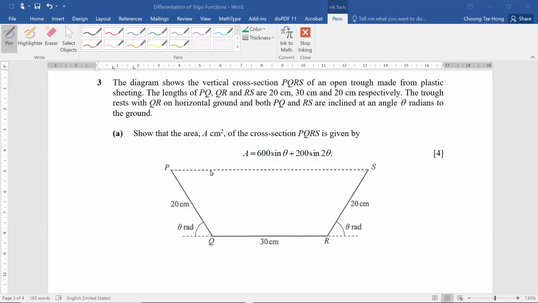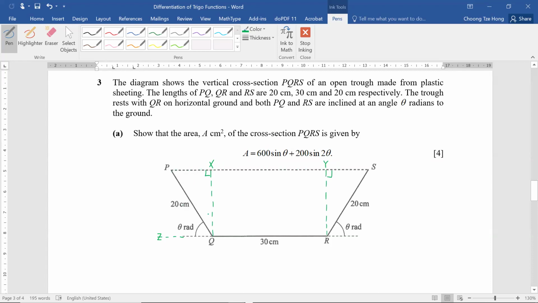The two triangles will be, one of them over here. So you drop a vertical directly down from a point above Q. Let's call this point X. You do the same thing for a point above R, drop a vertical down. Let's call this point Y. Then if I extend this horizontal, let's call this Z. So right now we have two right angle triangles, one on the left, one on the right.